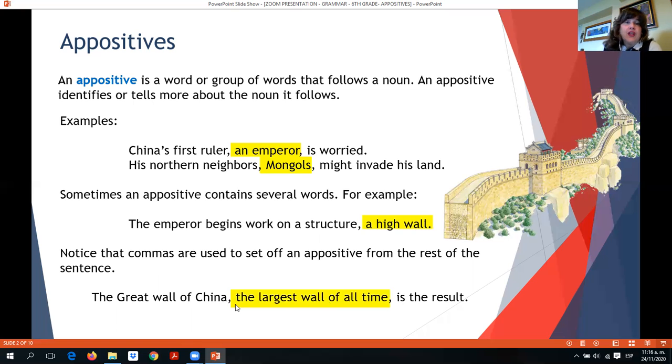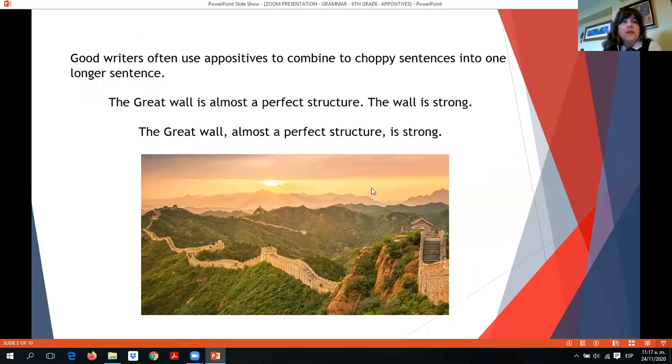In this case, the largest wall of all time is a group of words that is helping us describe the Great Wall of China. So this is the appositive. It has more than 1 word, and it's also between 2 commas in this case. And these commas are being put there in order to help us set off this appositive from the rest of the sentence, okay?